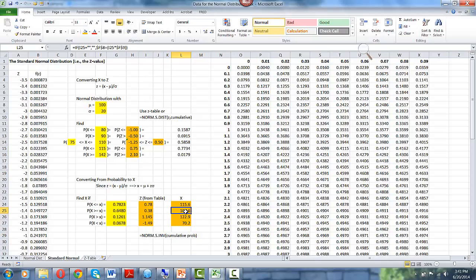X greater than or equal to some given value is equal to 0.648. So again, it helps to draw the curve and shade in what you're talking about here. So I'm obviously dealing with a value here that I didn't plug in right. There we go.